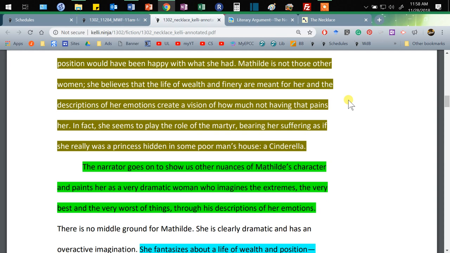Now I've really got to give that second part and then make that connection to how much she's changed. So here's my topic sentence. The narrator goes on to show us other nuances of Mathilde's character and paints her as a very dramatic woman who imagines the extremes, the very best and worst of things, through his descriptions of her emotions. There is no middle ground for Mathilde. She is clearly dramatic and has an overactive imagination.